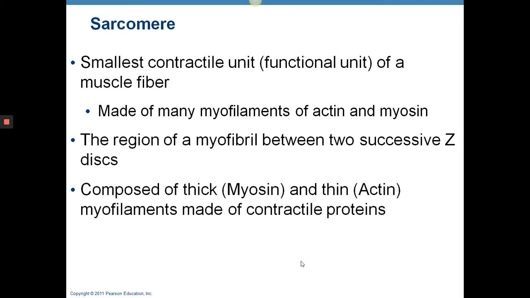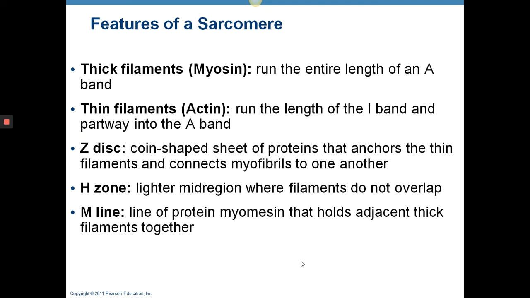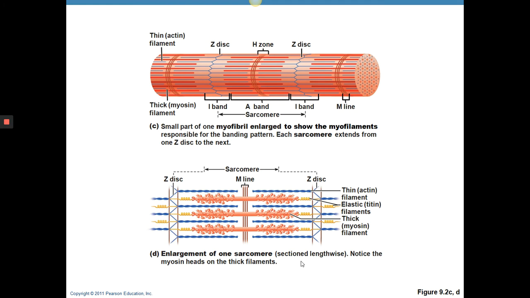And then also we'll get into how actin and myosin work to help the muscle contract. So the thick filaments are myosin, and the thin filaments are what we call actin. Myosin runs the entire length of an A band, and the actin runs the entire length of the I band and partially into the A band. The Z disc, the H zone, the M line, I think it's just better if I show you these rather than just talk about them. So let me flip on over to this slide.